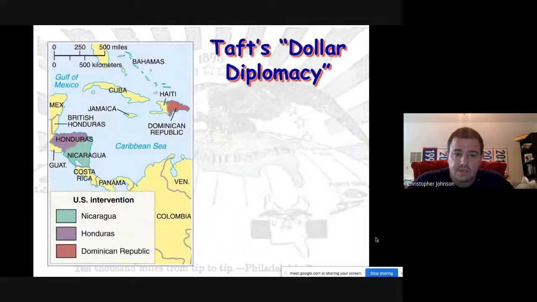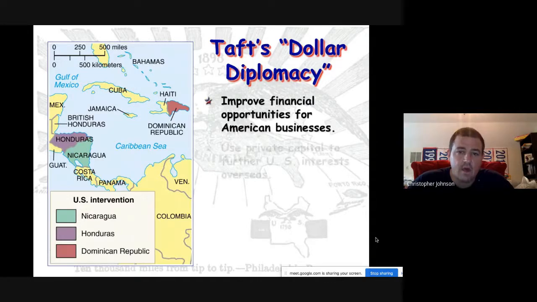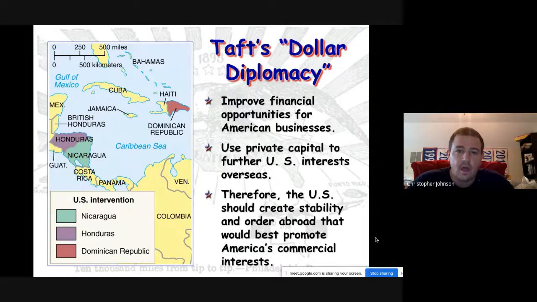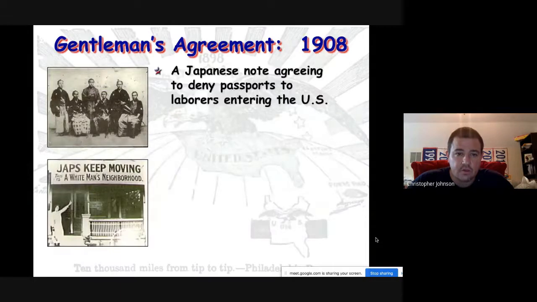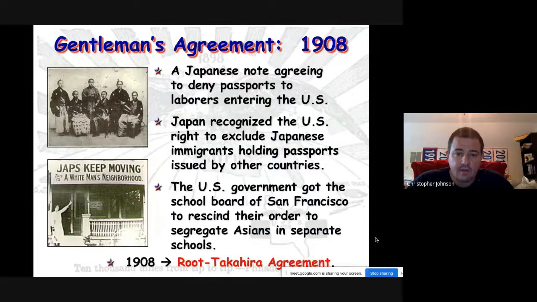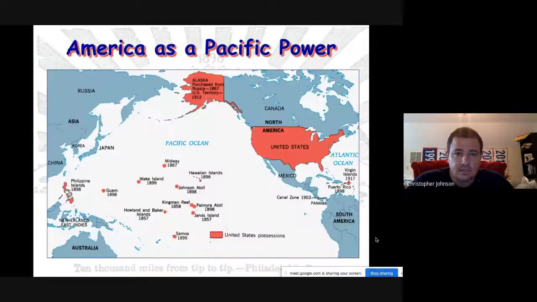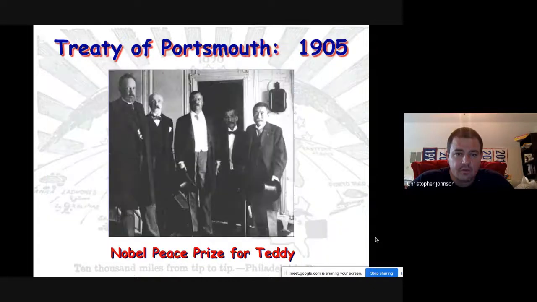Taft is going to change from big stick diplomacy to dollar diplomacy. He's only going to get involved in areas where it's economically viable. So he does get involved in the Dominican Republic, Honduras, and Nicaragua. And later on, we're going to have Japan. Japan is originally isolated. They're going to open up to trade. It's called the Gentlemen's Agreement, that the Japanese are not allowed to enter the country, in 1908. And we become a major Pacific power.